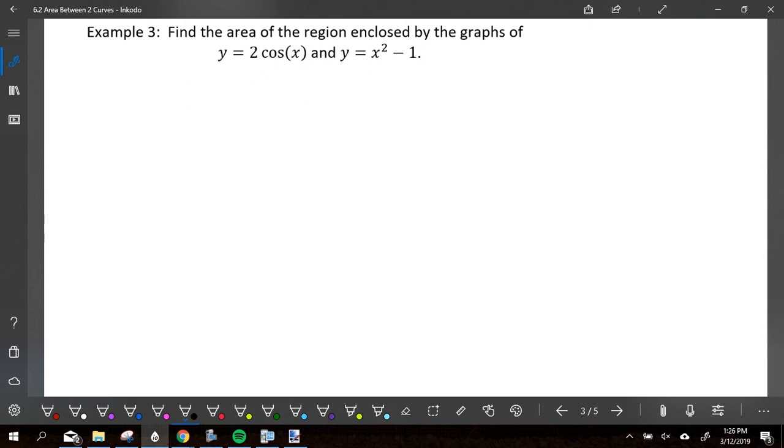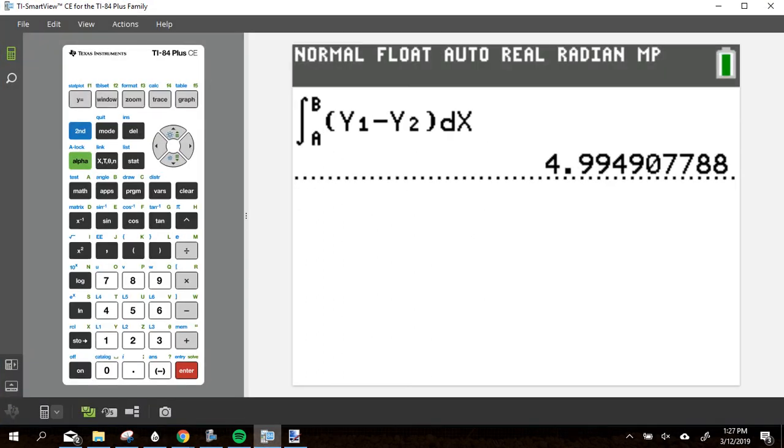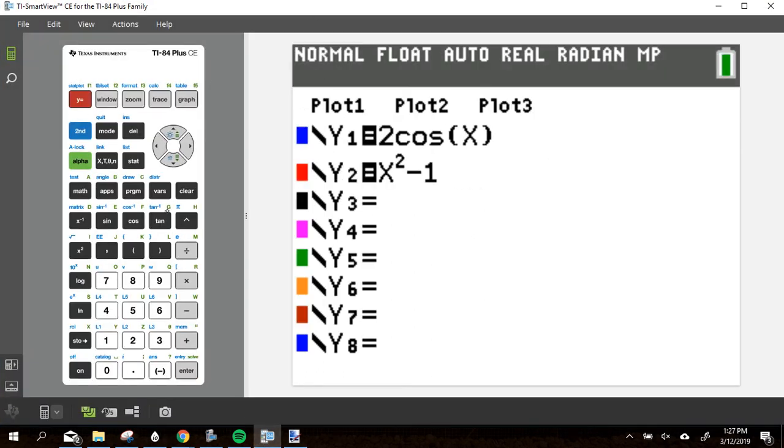So break out your calculator. They didn't give us a picture, so the first thing I want to do is figure out what my picture is. So you're typing in 2 cosine x and x squared minus 1 and looking at that picture. Do that for a second.